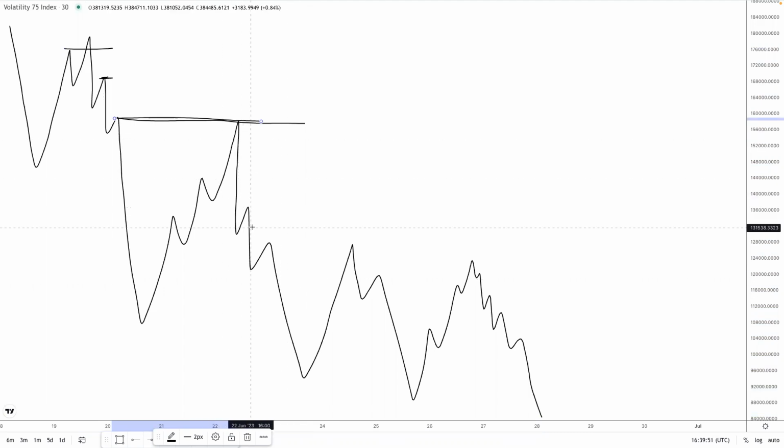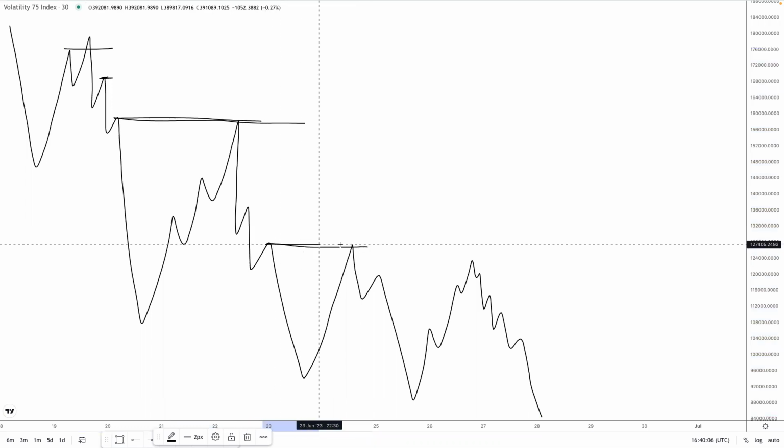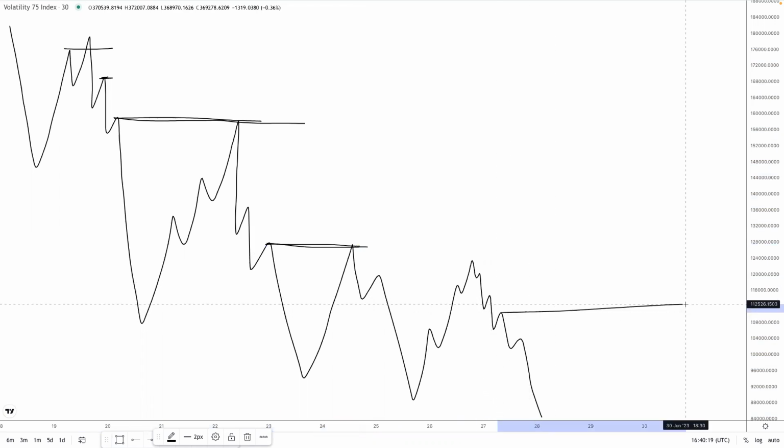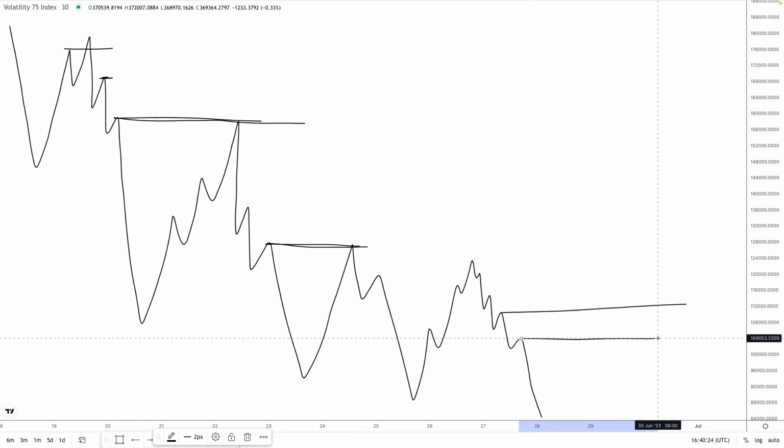Also, you see the next structure after the new invalidation. Also right here, we have the invalidation, we have the new invalidation, and the next structure after the new invalidation is what we call the major structure retest. Also right here, we have the invalidation, we have the new invalidation, we have the first structure retest and the second structure retest. That means you can even have more than one structure retest.